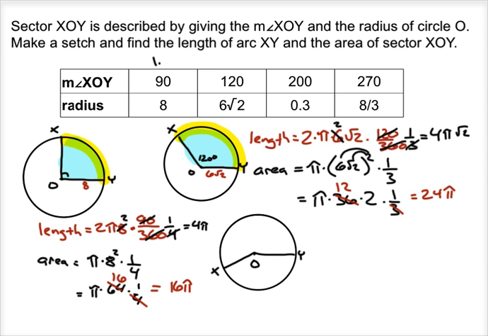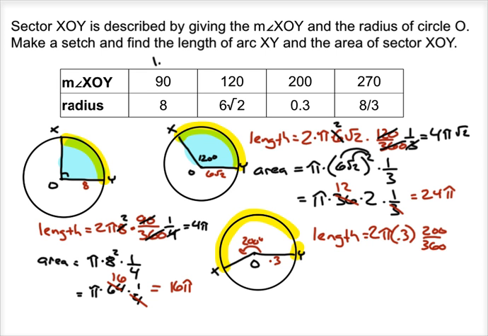So in this case, I'm really looking for how big is that, and this angle over here is 200 degrees, and my radius is 0.3. Finding the arc length. I know that the total circumference is 2 times pi times my radius, which is 0.3. But I don't have the whole circle, I only have 200 degrees out of the 360 degrees.